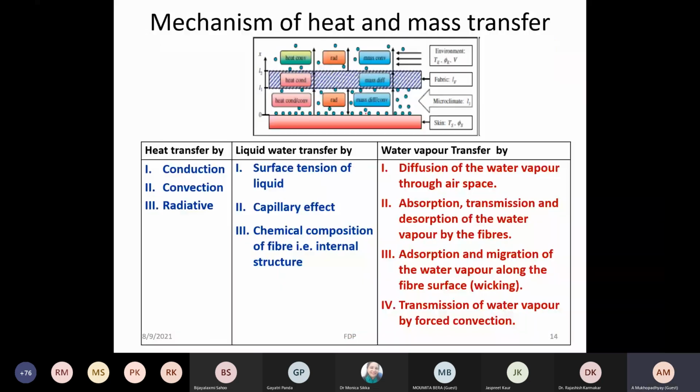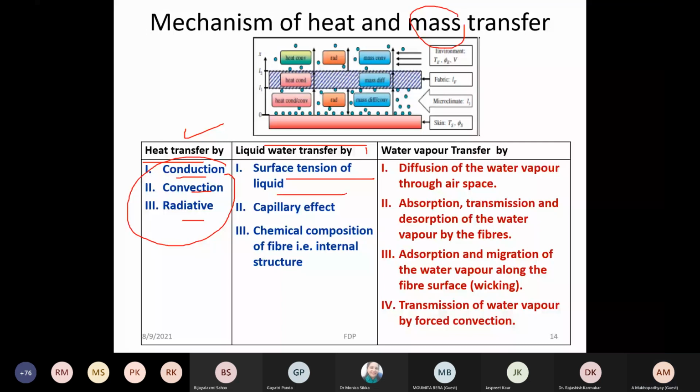Now here, I am trying to rewrite the same thing in a different format so that the mechanism is clear to you. So heat transfer, this is the dry heat transfer: conduction, convection, radiation. And liquid water transfer is by surface tension of the liquid, then the capillary effect, and then the chemical composition of the fiber and internal structure can also influence the liquid water transfer. So the mechanism is different for liquid water transfer, and for dry heat transfer the mechanism is different.